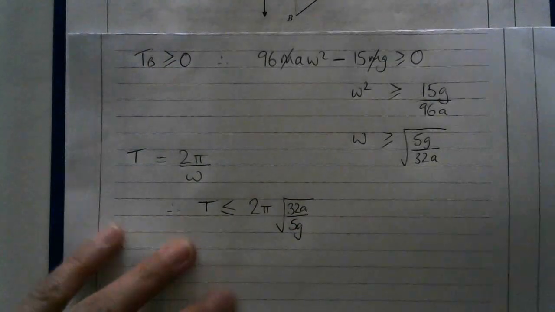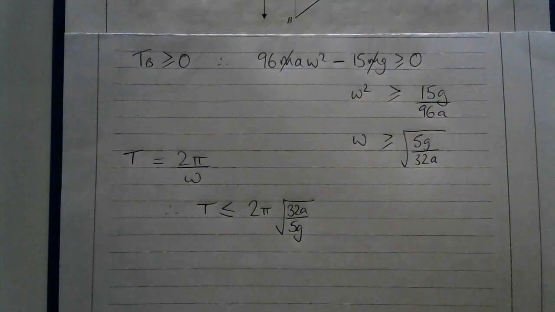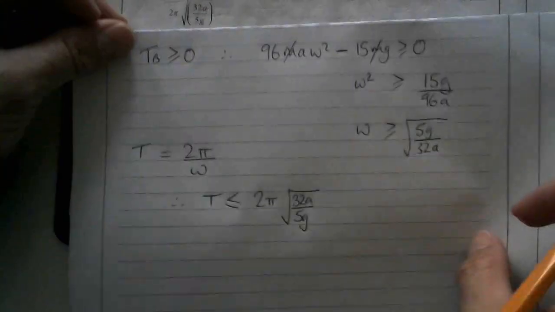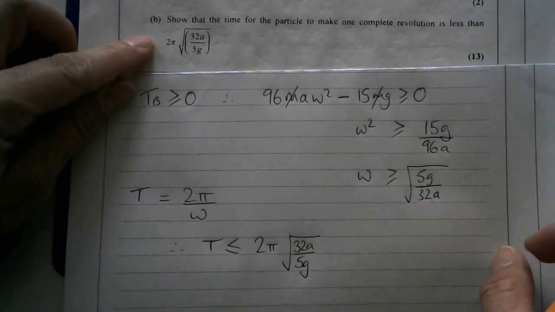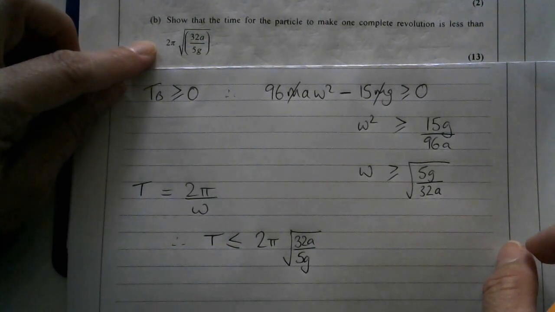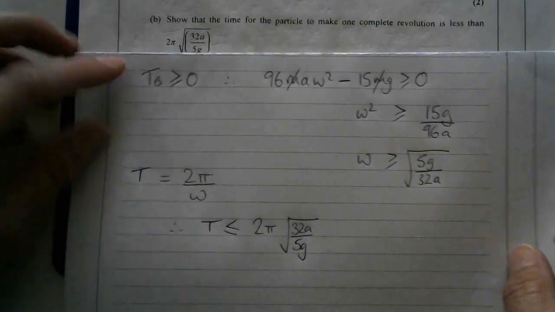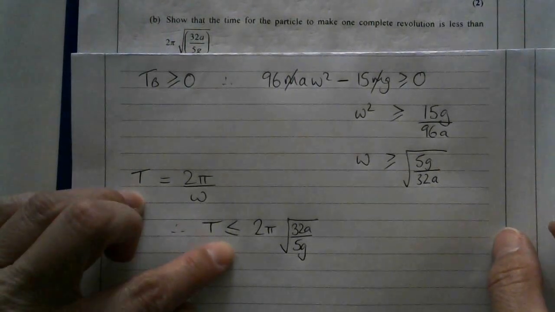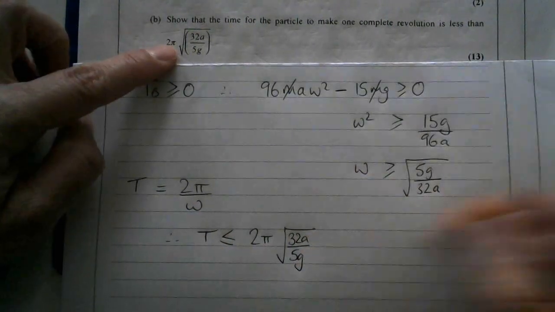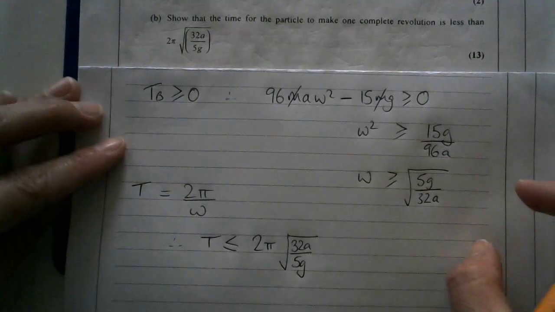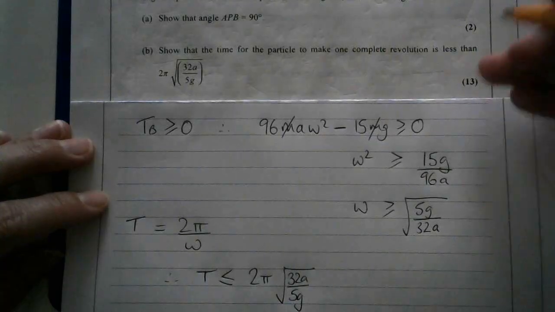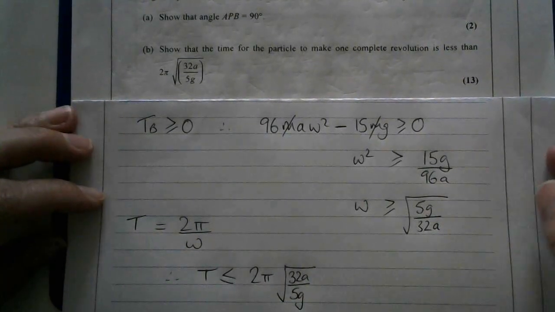Okay, so I'll just compare that to what they said the value should be. So here they said, show that the time for the particle is less than this. So in fact, yes, time period is less than or equal to 2 pi, and then I've got exactly the same expression that they did, fortunately. Hurrah! Okay, so that part of the question was worth 13 marks. You've also got the 2 marks from before, so overall you've got 15 marks.